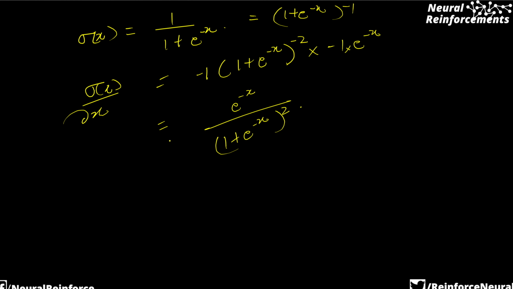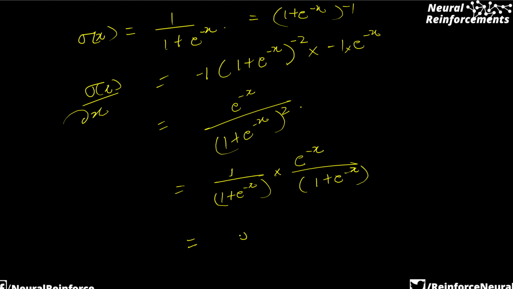Okay, so now let's try to bring it back in the form of sigma. We can write this as 1 upon 1 plus e to the power minus x, and then another e to the power minus x upon 1 plus e to the power minus x, because we have already taken one power outside. Now for the second term, this first term, if you recognize, we started from here, so this is actually sigma itself.